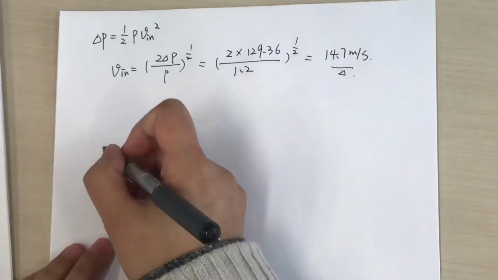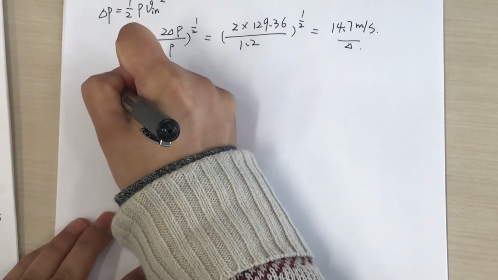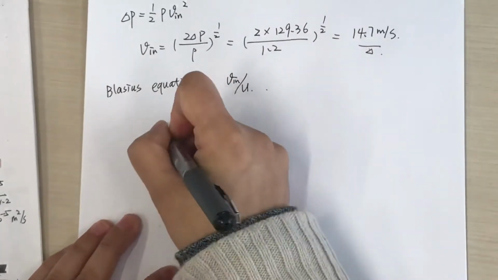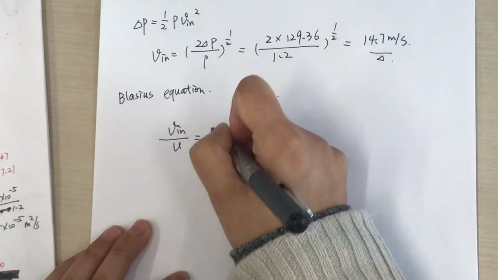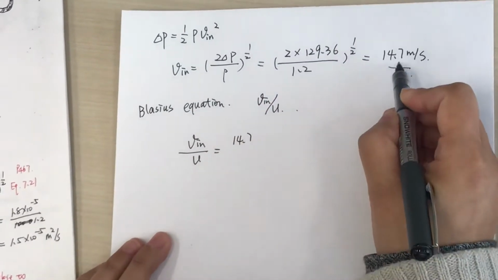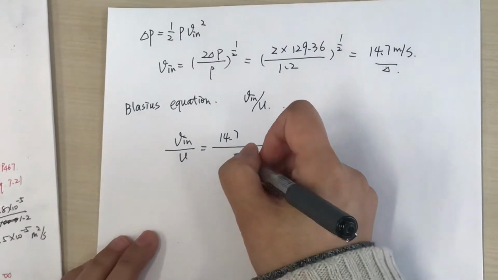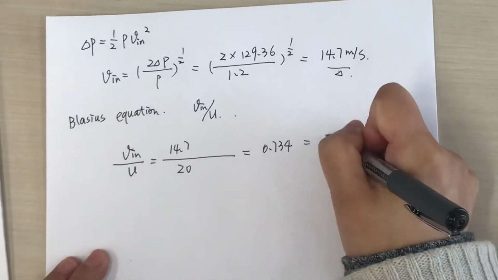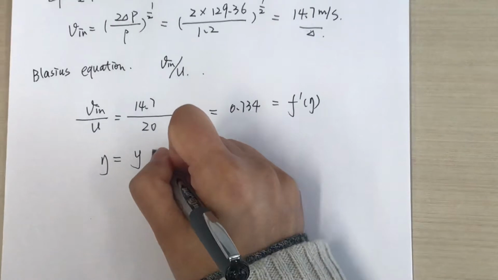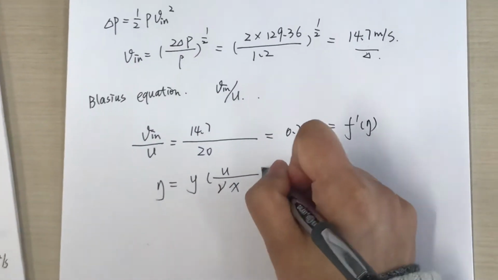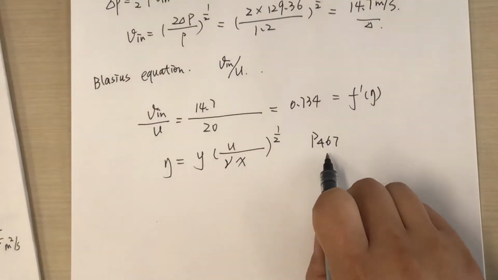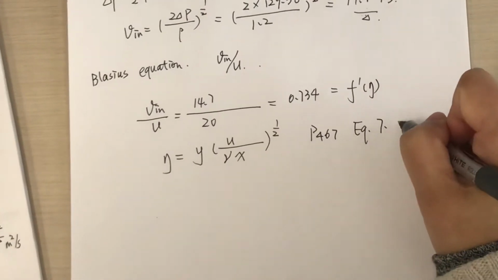Now to determine the position, we will use the Blasius equation. For the Blasius equation, we have the inlet velocity we have already found here, 14.7 over 20. The derivation of f eta. For eta, you get the equation. For this equation, you can find it in your book, page 467, equation 7.21.